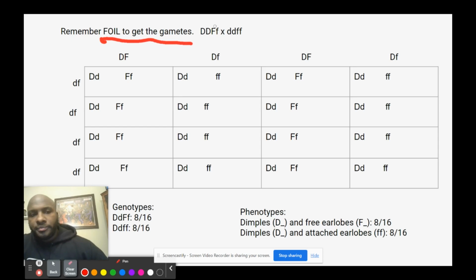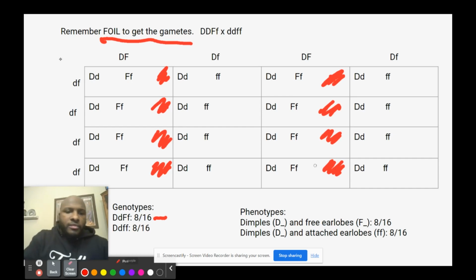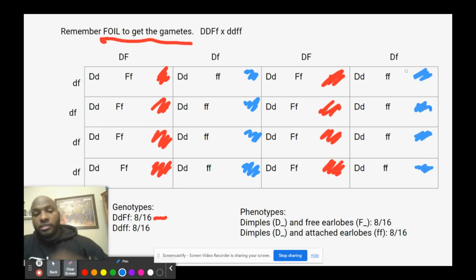What I've done is I've listed out my genotypes here, my codes. I have eight boxes that are big D, little D, big F, little F, and we count them out: 1, 2, 3, 4, 5, 6, 7, 8. And then we also have big D, little D, little F, little F. I have 1, 2, 3, 4. 1, 2, 3, 4. So my genotypes, I have 8 out of 16 that are this, 8 out of 16 that are big D, little D, little F, little F.